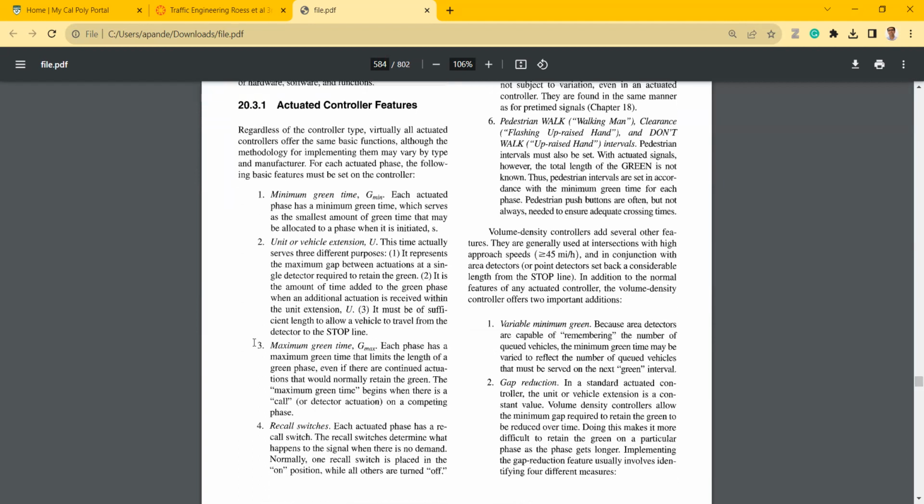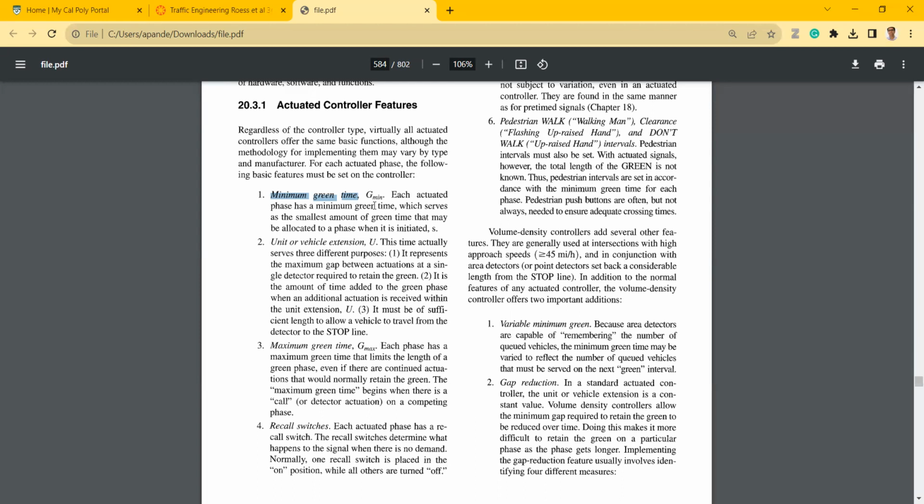And then these are the important features of the actuated signal control. This is 20.3.1, the minimum green time, capital G minimum. Each actuated phase has a minimum green time, right? That means once the signal turns green, it will remain green for at least a certain amount of time. And that number is specified at the signal controller level. So that's your minimum green time: the smallest amount of green time that has to be allocated to each phase once you give it green. We always measure that in seconds, so that S is for seconds.